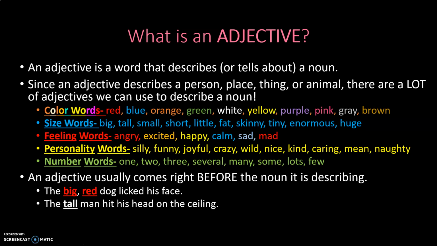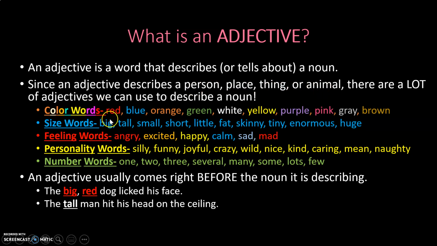Here are some examples of some common popular adjectives that you might see in books or in poems or any kind of writing. Color words. Color words like red, blue, orange, green, white, yellow, purple, pink, gray, brown. These are all examples of adjectives. Okay, colors are adjectives when you use them to describe a noun, person, place, thing, or animal.